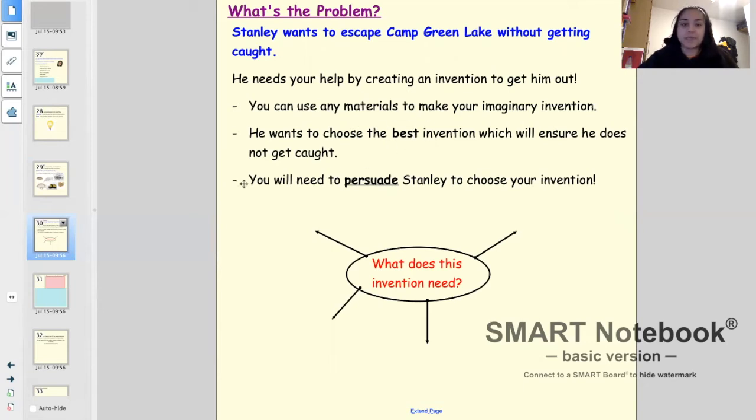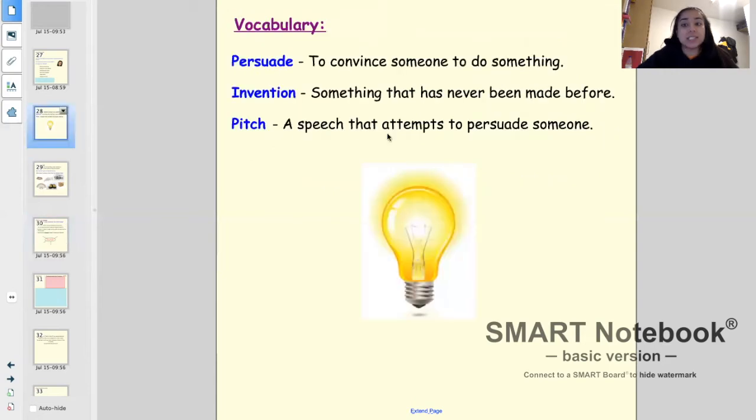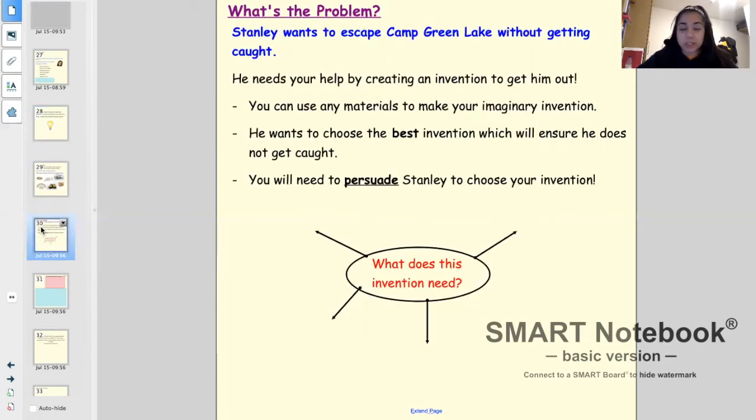Good, well done. So you will need to persuade Stanley to choose your invention, and that will be done by creating a pitch. Just a reminder, a pitch is a speech that attempts to persuade someone. So you're going to try and persuade Stanley to pick your invention to help him escape. Let's have a think about what your invention will need when we think about what the brief is.